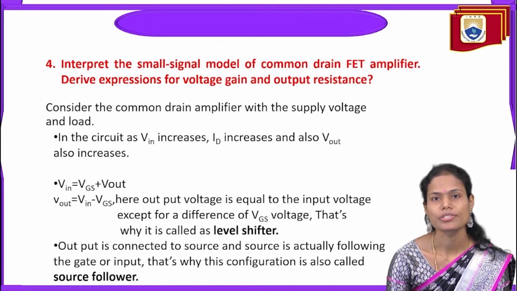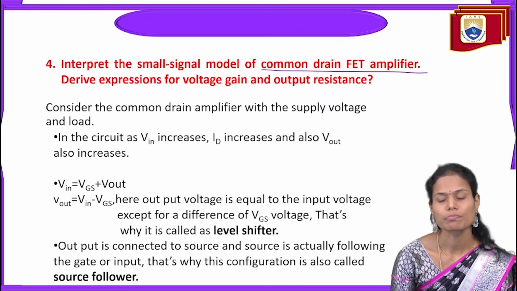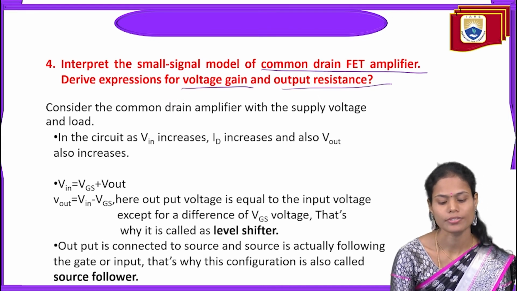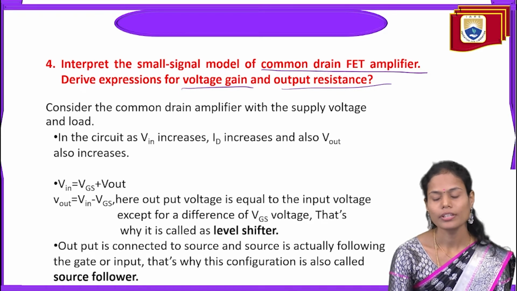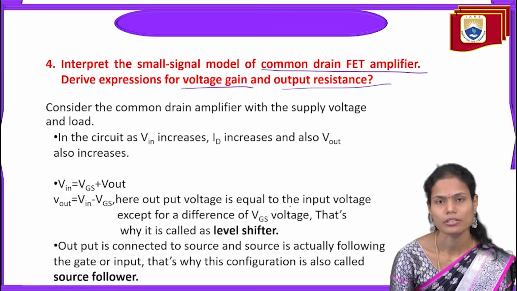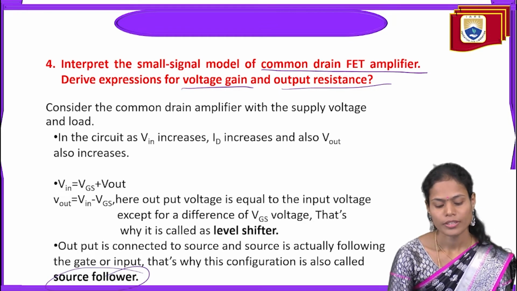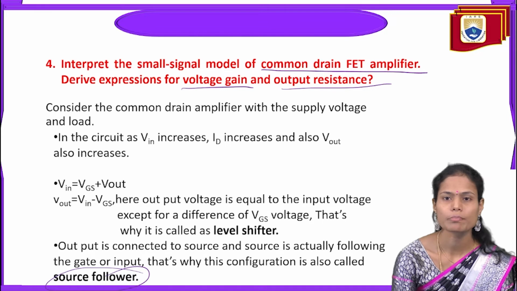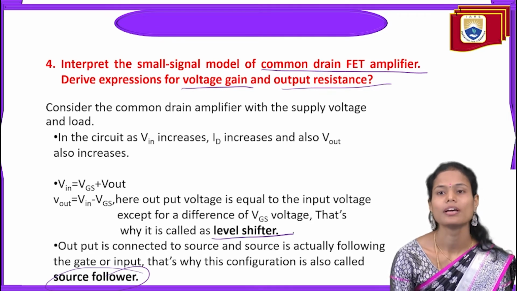And we're coming to the next question. Interpret the small signal model of a common drain FET amplifier. Derive the expression for voltage gain and output resistance here. So here we need to consider the common drain amplifier with the supply voltage and load. In this case, if the input voltage increases, the drain current also increases, so the output voltage also increases here. That's why this is also called a source follower circuit. So the output voltage follows the input voltage, but the level of the signal will be different here. So that's why it is also called a level shifter circuit.